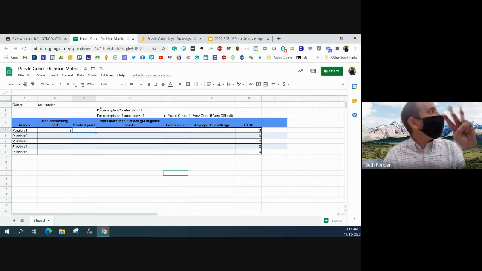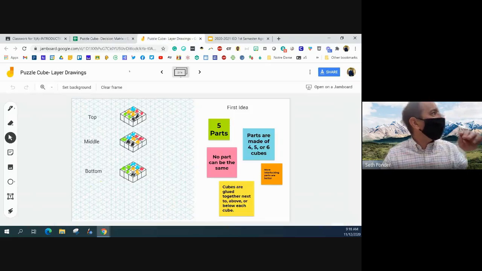Okay, so 5-part cubes. All right, let's count. My green is 1, 2, 3, 4, 5, 6. No. My black is 1, 2, 3, 4, 5. There's 1 5-piece part. Yellow, 1, 2, 3, 4, 5, 6. Nope. Blue, 1, 2, 3, 4, 5. Hey, blue's 5. And red, 1, 2, 3, 4, 5. All right, I got 3 there.